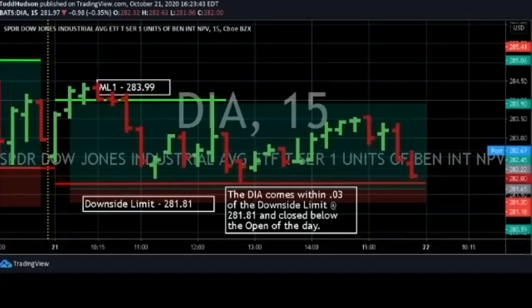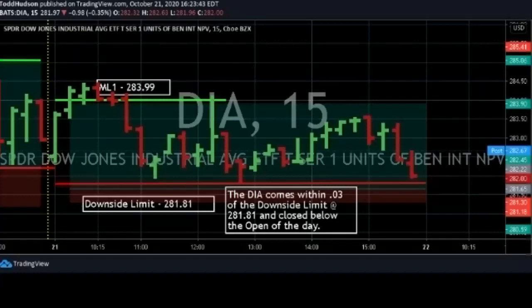So when you see a high probability setup, it is basically saying that the stock has not reached the downside limit, if it is a high probability setup to the upside. If it's a high probability setup to the downside, it has reached the MS1, but it has not reached the upside limit. In this scenario, the DIA comes within 3 cents of the downside limit, and it closed below the open of the day in this case.